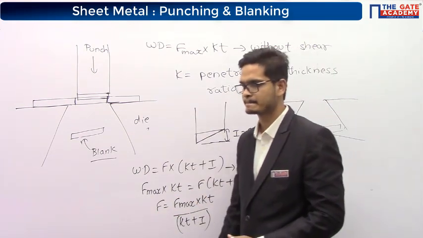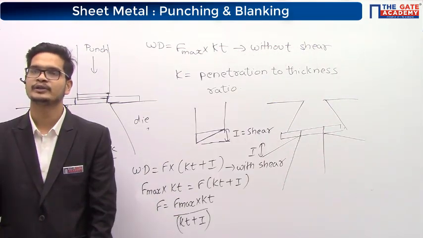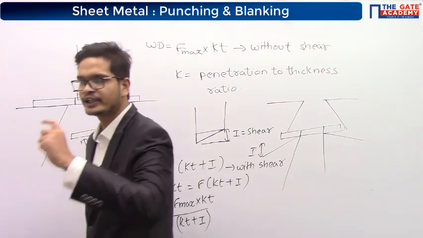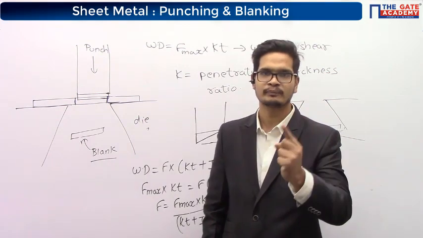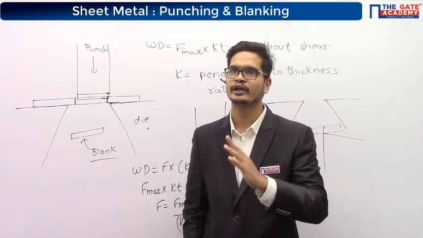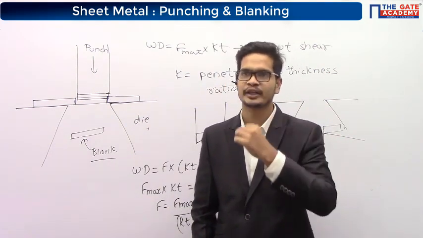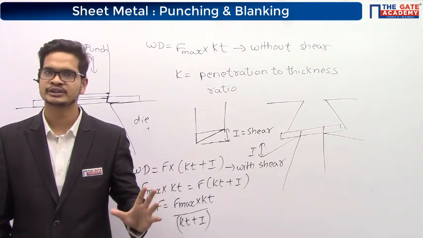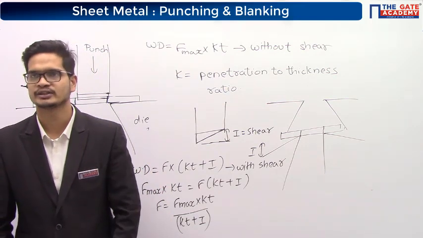Okay. How will you be able to blank a circle? It does not matter. Unless the circumference of the punch is a circle, you will be able to make a circle. Till the time the circumference of the punch is circular, you will be able to make a circle.